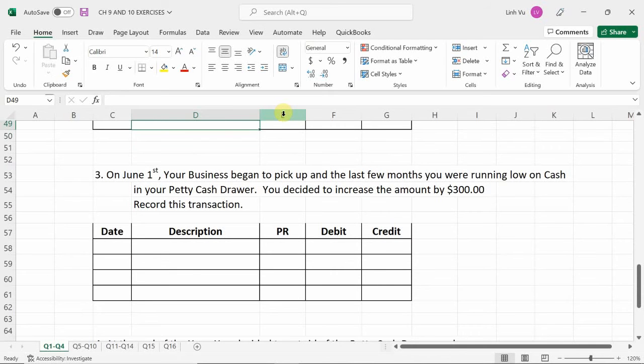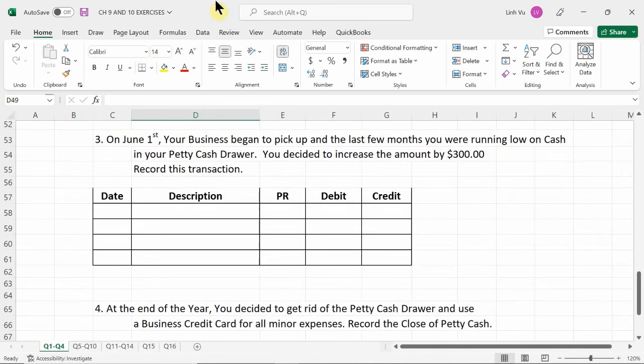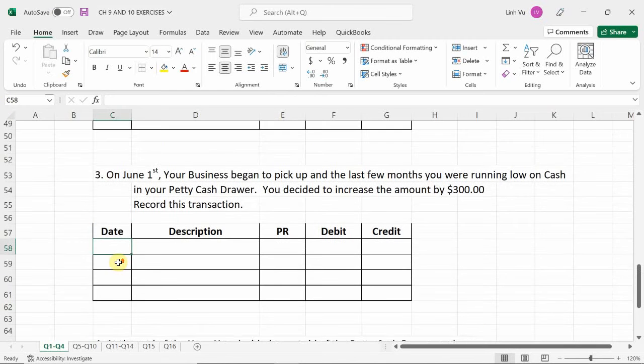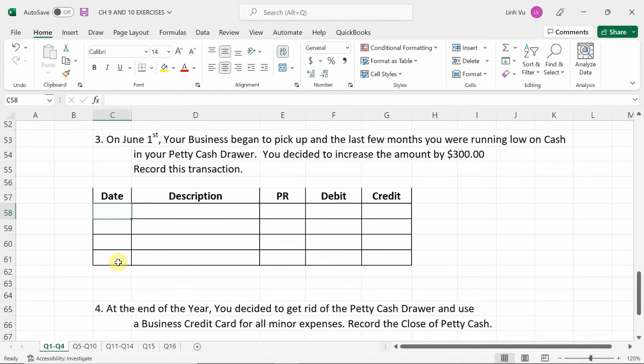All right, question number 3 says on June 1st, your business is beginning to pick up, and the last few months, you were running low on the cash in your petty cash drawer. Okay, so then you decided to increase the amount by $300. Record this transaction. So remember, we're moving up our balance. Right now, it's currently at $500. I need to increase it by $300, right? To get a grand total of $800 in my petty cash drawer. So that's how we have to look at it, right? We're not putting in $300 in there. We want to get a grand total in the petty cash drawer to be $800.